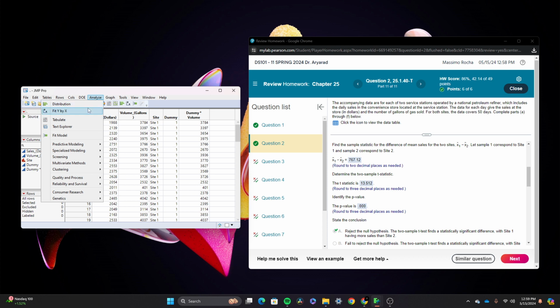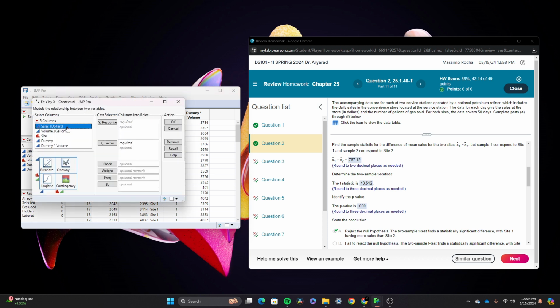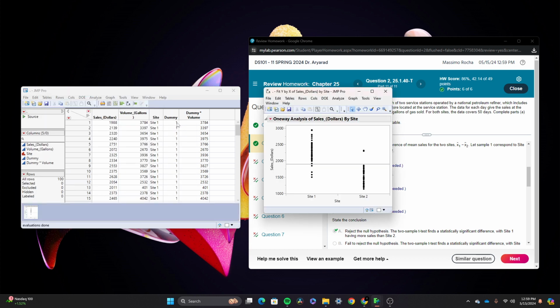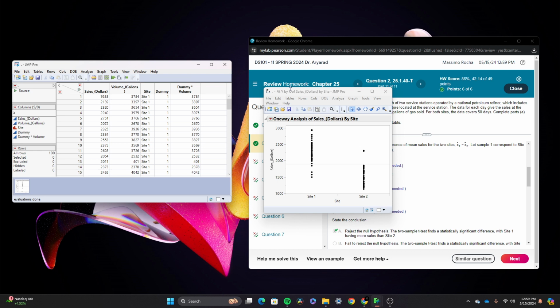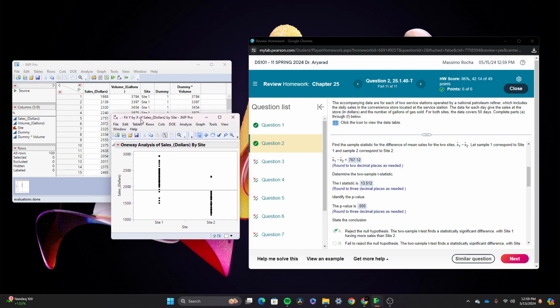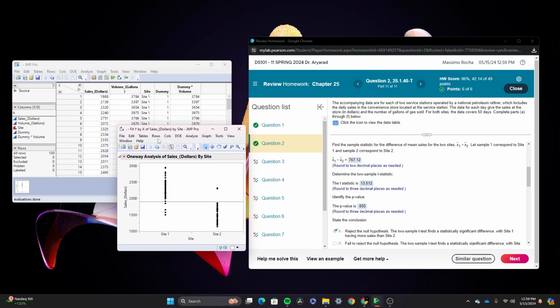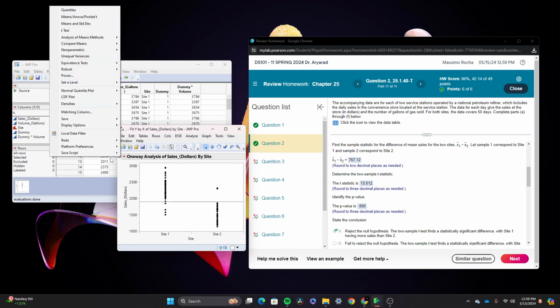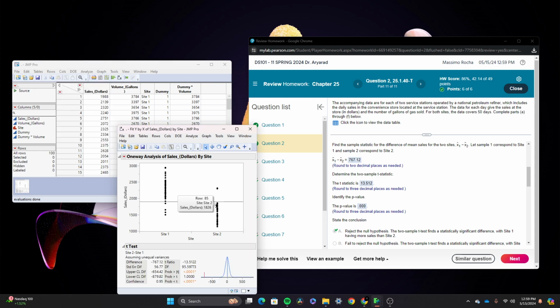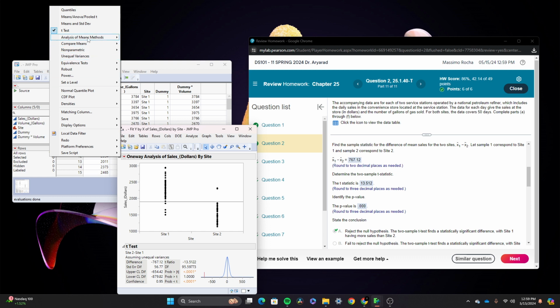So, this one, we'll just go sales as response and site as x on fit y by x. Get that right there. So to find this, t-test, just like that. Show again, red triangle, t-test.